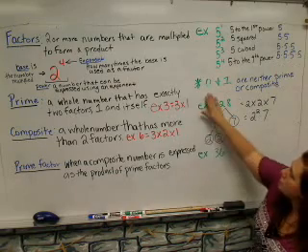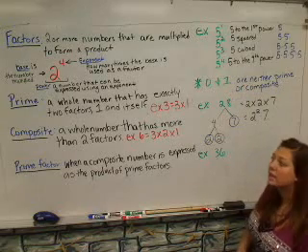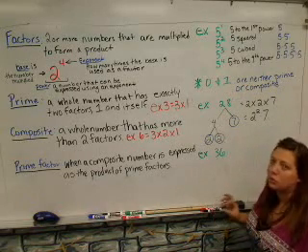A little bit of information you need to know. 0 and 1 are neither prime or composite. So it's a number that we can classify neither prime nor composite. Okay?